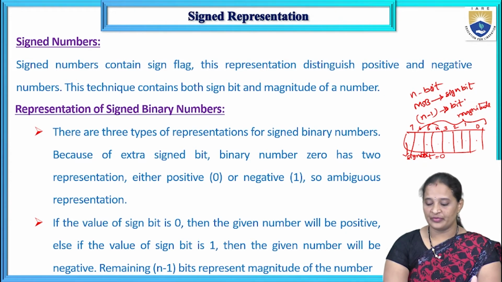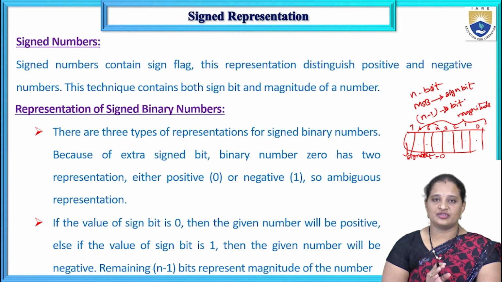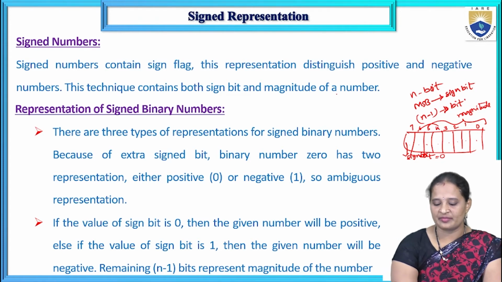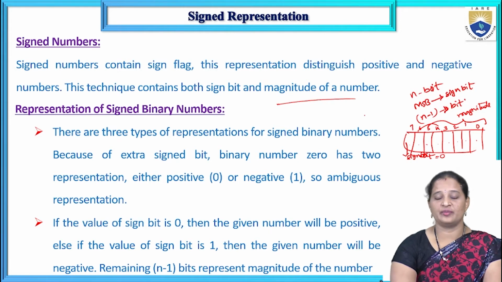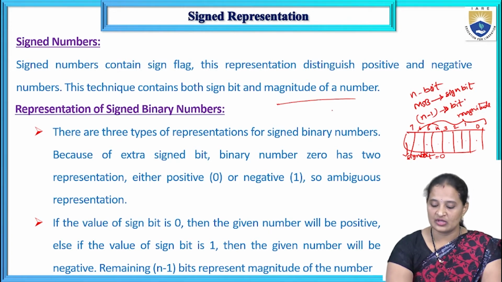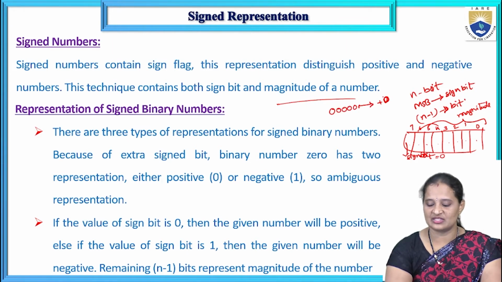So for example, if I want to represent 0 in sign magnitude representation, how can I represent a 0? I want to represent 0 in 5 bits. Then 0 0 0 0 0 can be represented as positive, that is plus 0.